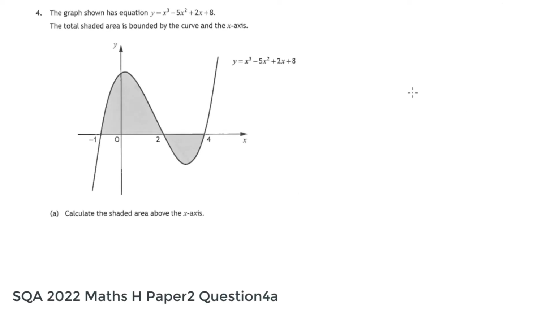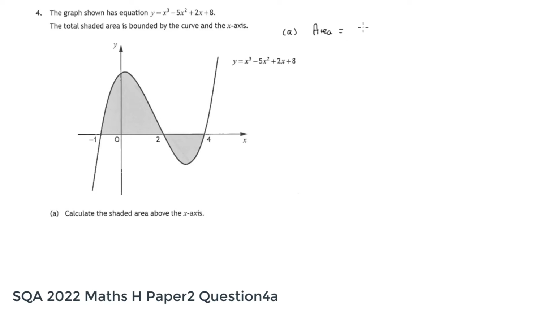So here we have question 4, and we're given what looks like a cubic graph, and it certainly is that because there's a cubic expression for the formula for the graph, and we're asked to find the shaded area, first of all in part A, the shaded area above the x-axis.